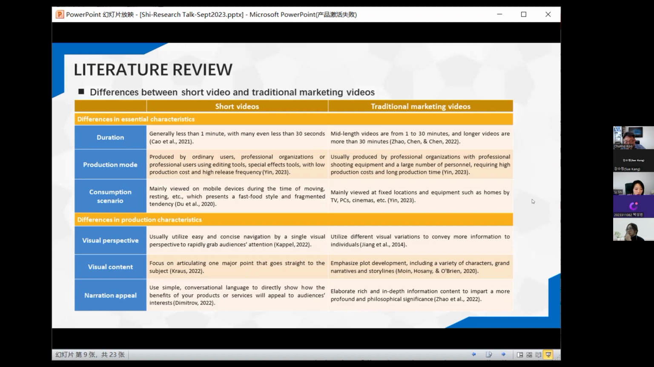And for the visual content, the content of short videos also tends to be more focused, and they strike one major point and go straight to the subject. But traditional marketing emphasizes plot development, so they will include a variety of characters, stories, narratives and storylines. So that is not quite focused.